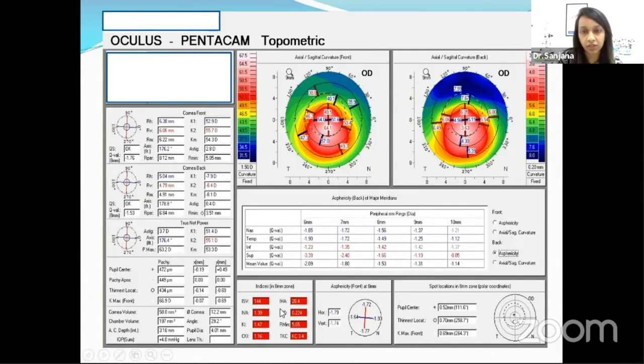So this is typically a case of keratoconus. Sometimes it may not be quite so obvious, but there will be values where there is steepening and some areas represented in red, some in yellow. Those things need a second look to see what exactly is wrong in those particular scans.